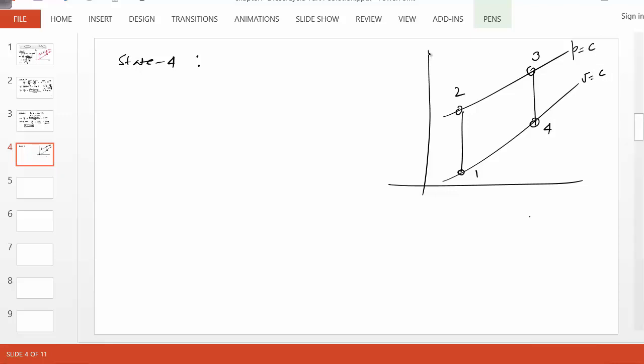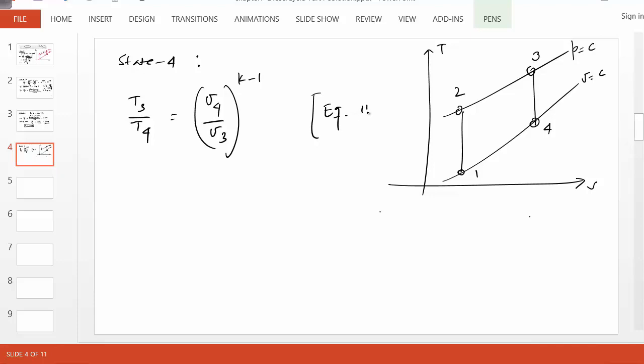Of course, this is the TS diagram. So to find it, we know that T3 over T4, the isentropic relationship you recall from equation 11 in your Table J handout, T3 over T4 will be V4 over V3 to the K minus 1. Again, this is equation 11, Table J. This is the same equation we used when we found T2.